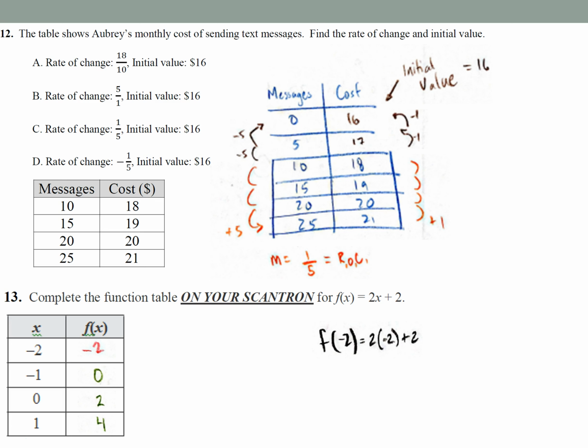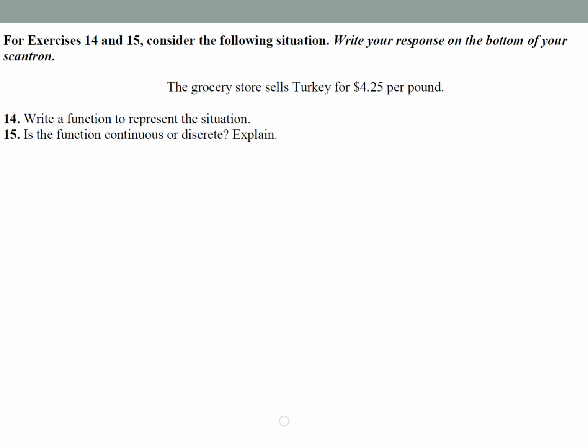Which brings us to number 14. All right, sweet. 14 and 15 both deal with turkey at the grocery store. So 14 says write a function to represent the situation, which means I need to look at the statement. See, the grocery store sells turkey for $4.25 per pound.